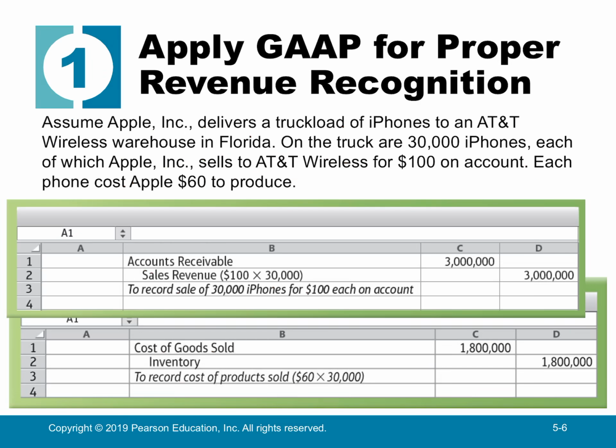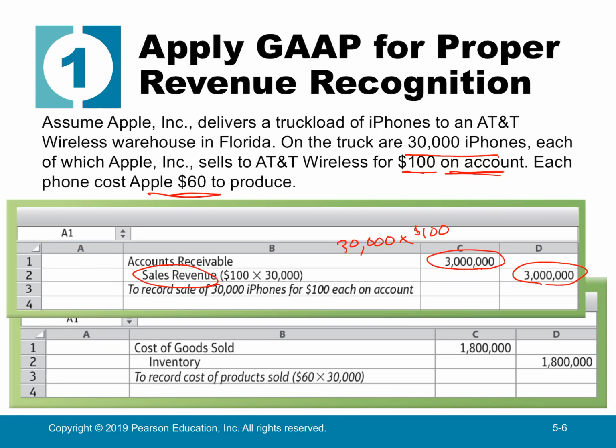So let's look at an example here. Assume Apple Inc. delivers a truckload of iPhones to an AT&T wireless warehouse in Florida. On the truck are 30,000 iPhones, each of which Apple sells to AT&T for $100 on account. Each phone cost Apple $60 to produce. So Apple has to have 2 journal entries. One, they're going to have accounts receivable of $3 million, right? That is just the 30,000 iPhones times $100 per phone, and that's their sales revenue, $3 million.